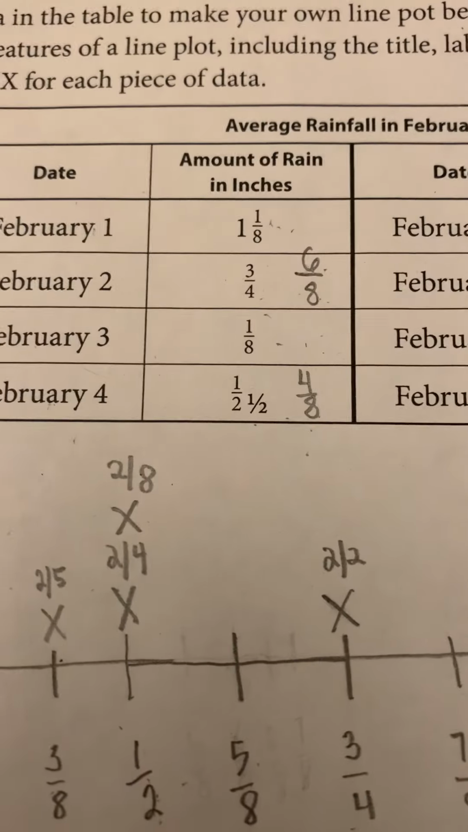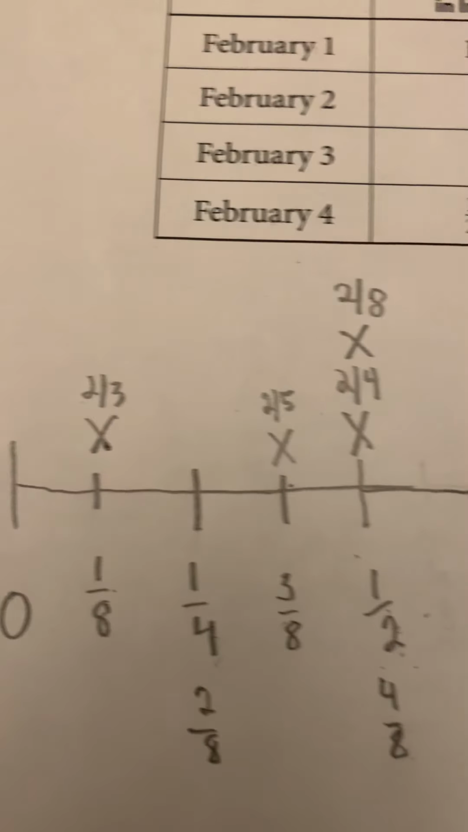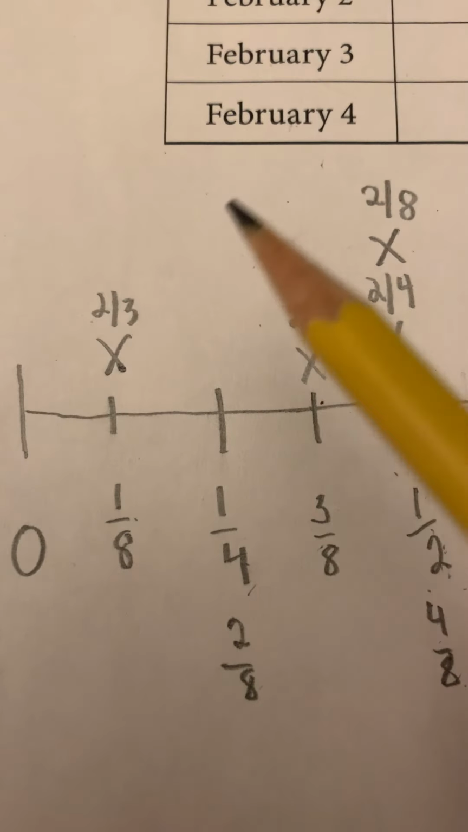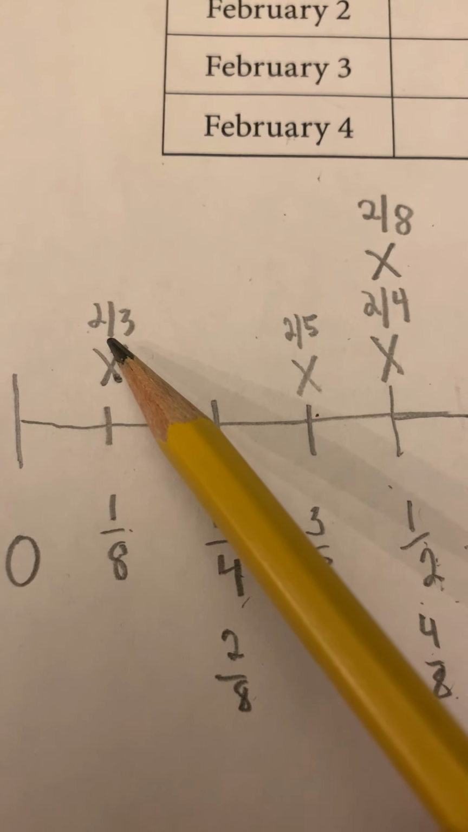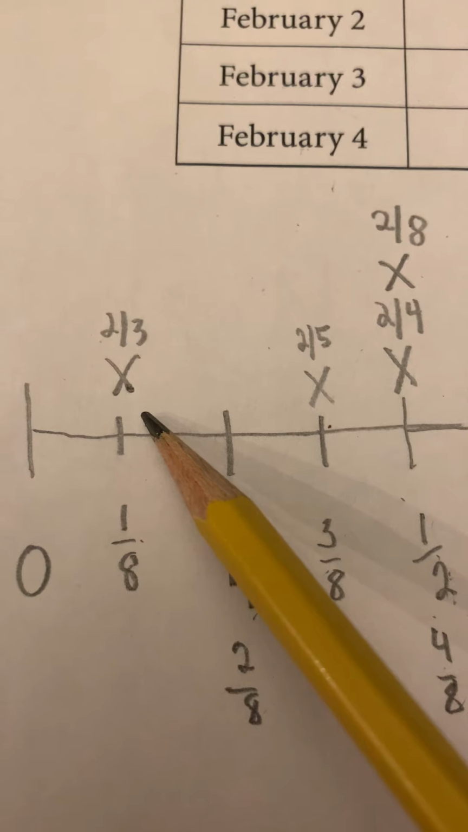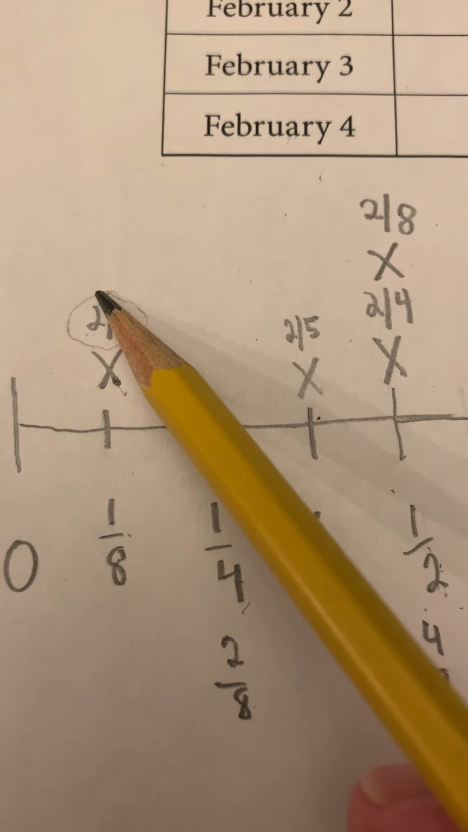Then it was time to take my data and plot it. I'm not going to go quite through that. I think you can do that by yourself using the picture. But on February 3rd, it said it had 1/8 inch of rain. And so I put an X and I also put the date there.